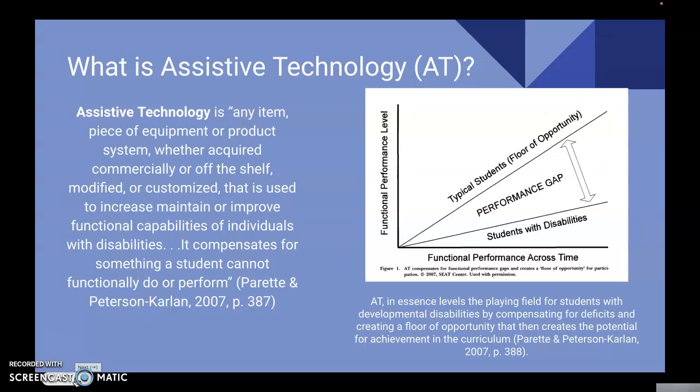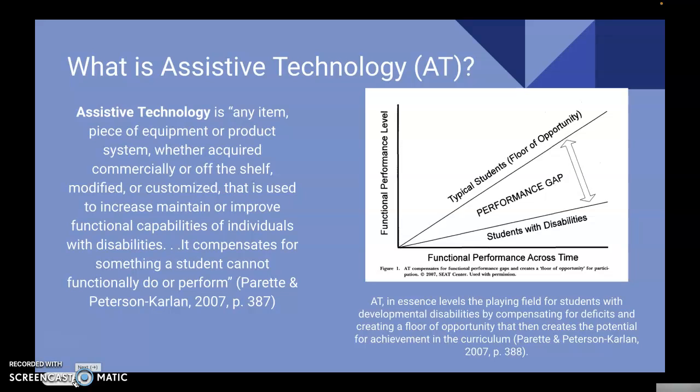What is assistive technology? Assistive technology is any item, piece of equipment, or product system, whether acquired commercially or off the shelf, modified or customized, that is used to increase, maintain, or improve functional capabilities of individuals with disabilities. It compensates for something a student cannot functionally do or perform.